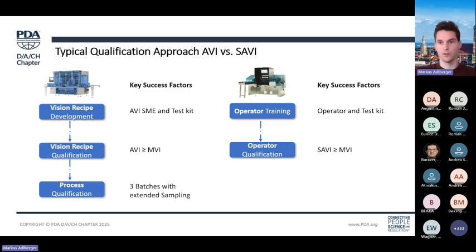On the right, you see the workflow for the qualification of the semi-automated inspection machine. This process consists of 2 parts. First is to train the operators on the machine and also with a test kit. And second is the operator qualification on the semi-automated machine. The goal here is similar to the AVI. You should reach the same efficiency as the MVI. After successful qualification of the operator, you can start with the routine production.